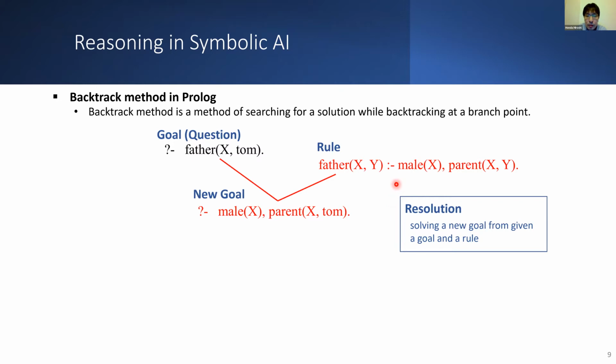The Prolog system picks up the rule from the knowledge base and creates a new goal from the question and the rule. The new goal is X is a male and X is Tom's parent. Y in the body of the rule was substituted to Tom. Next, the system searches for X where X is a male and X is Tom's parent are true.